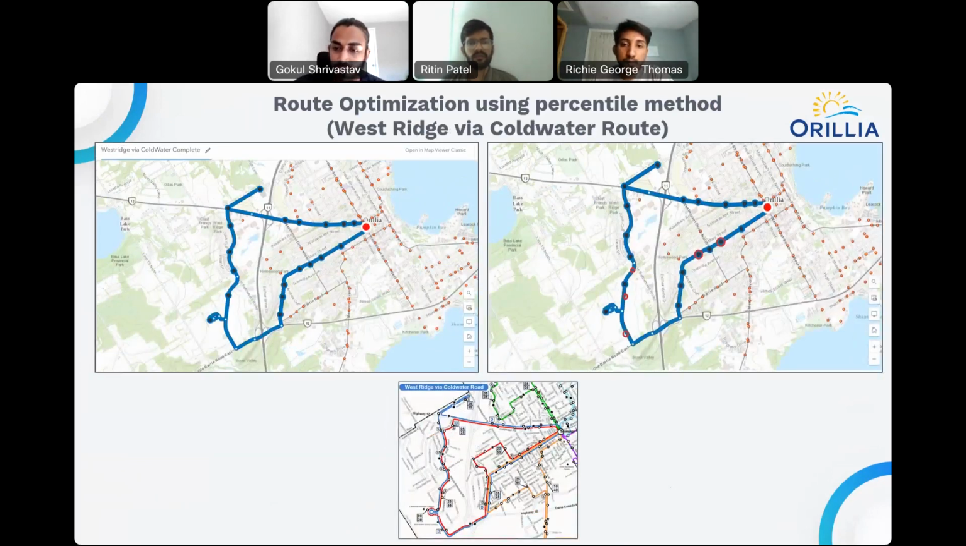Now this is the optimization method for Westridge via Coldwater. On the left side, we can see all the plots that are pointed, and on the right side we can see the one that is filtered based on the 25th percentile.